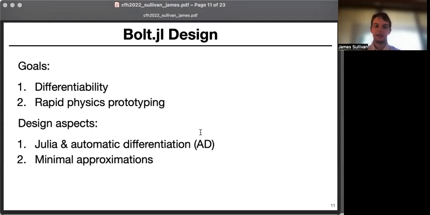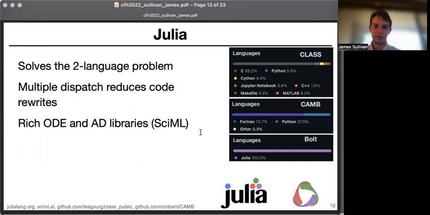And this is the second core idea behind Bolt. The choices we made to try and reach these goals are to use Julia and the automatic differentiation tools in Julia to achieve differentiability, and then taking a spirit of minimizing approximations in order to enable rapid physics prototyping. So I'll talk about each of these things for a little bit.